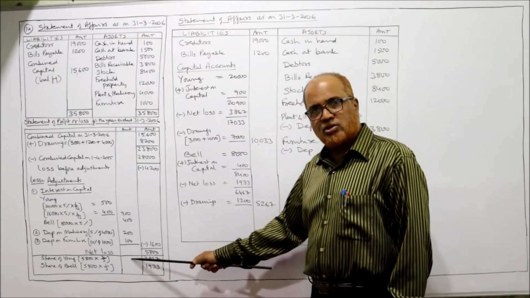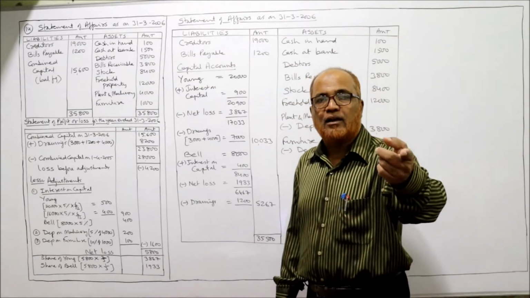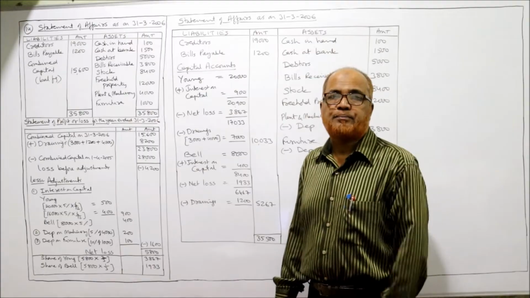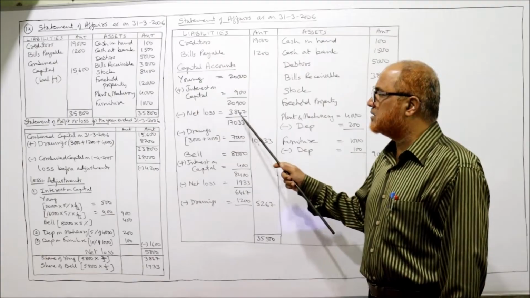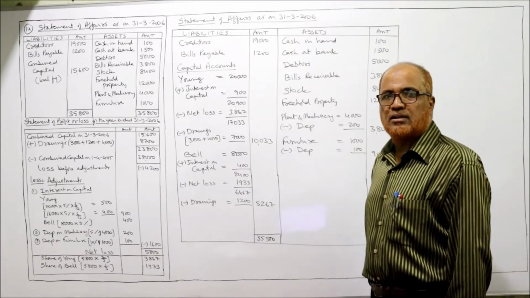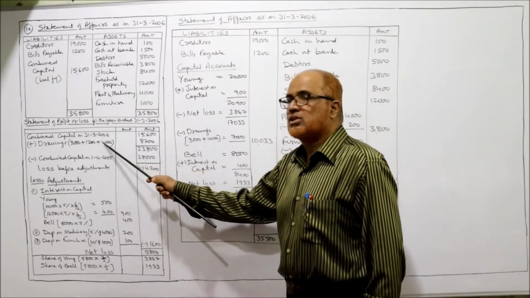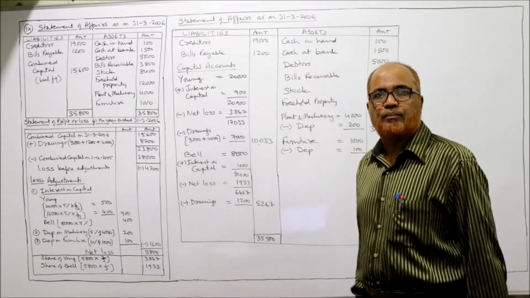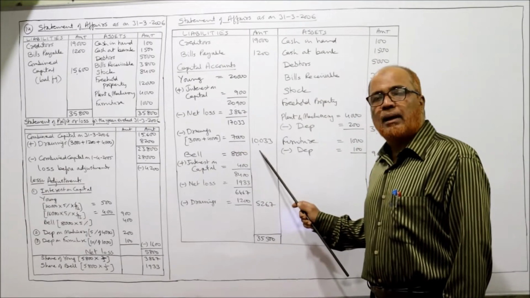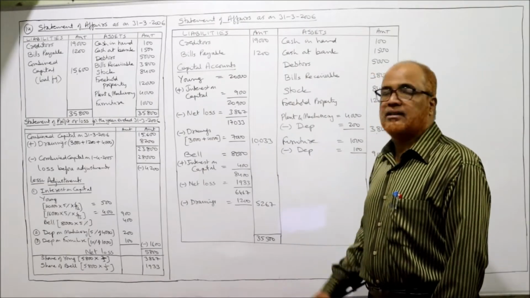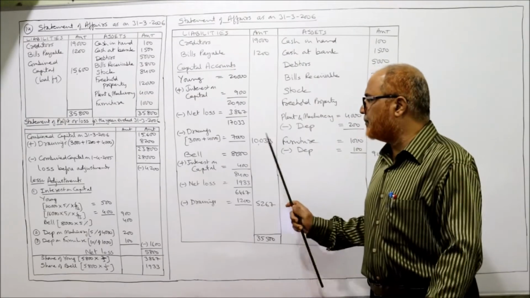How much is the share of loss of Young? 3,867. Profit will be added, loss will be deducted from capital. So this 3,867 is a loss, deduct it: 17,033. Drawings: Young has withdrawn 3,000 plus 4,000, 7,000 rupees in total. So deduct 7,000. The total capital of Young at the end of the year, after making all adjustments, is 10,033.